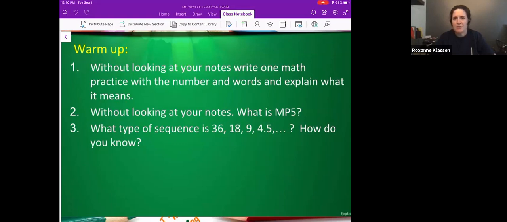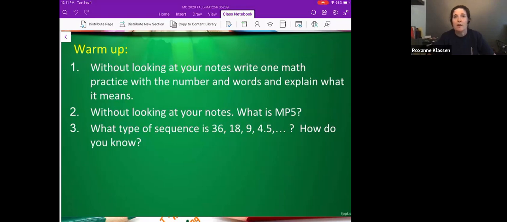MP6, attend to precision. MP6 is attend to precision, Juan, but MP3, somebody else wrote, I thought. MP3, Shayla wrote, construct viable arguments and critique the reasoning of others. MP2, reason abstractly and quantitatively. MP1, Abigail, you're right there. You just need to say make sense of problems and persevere in solving them. Okay, so don't leave that part out. MP6 really says attend to precision.